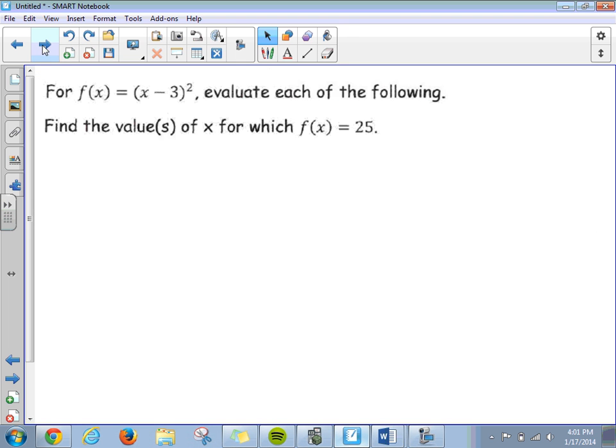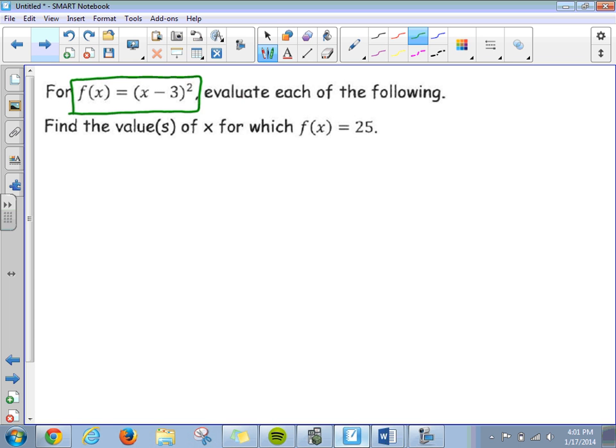All right. Next, for Chapter 1, you're going to see things like evaluate each of the following. They're going to give you a function, and they're going to ask you to do a few things with this function. I picked one of the more difficult ones, and it says to find the values of x for which f of x is equal to 25. So f of x really represents your y, and what they're telling you is that y is equal to 25.